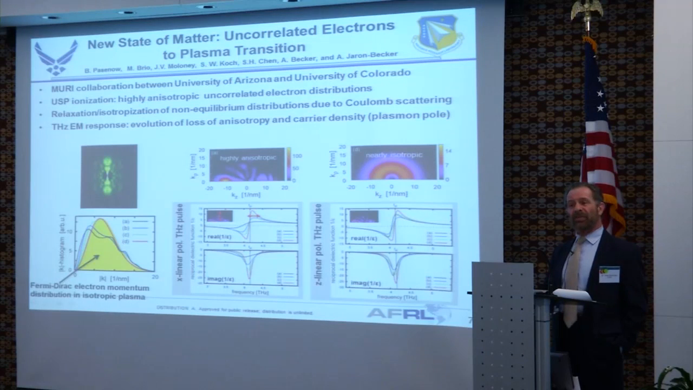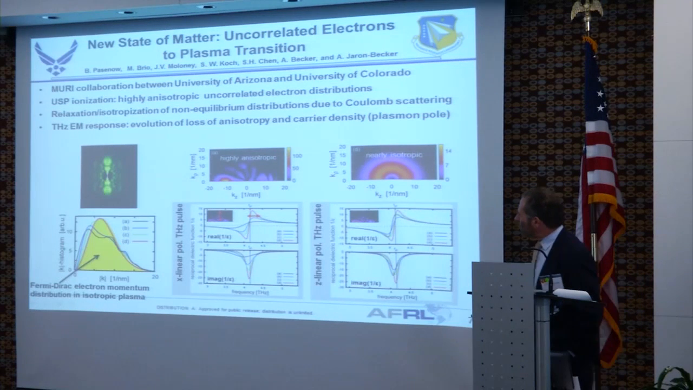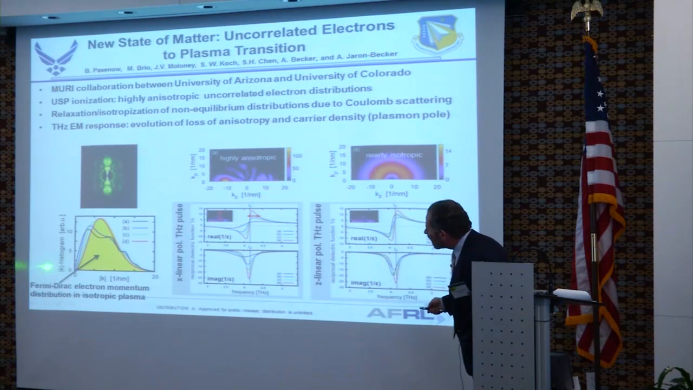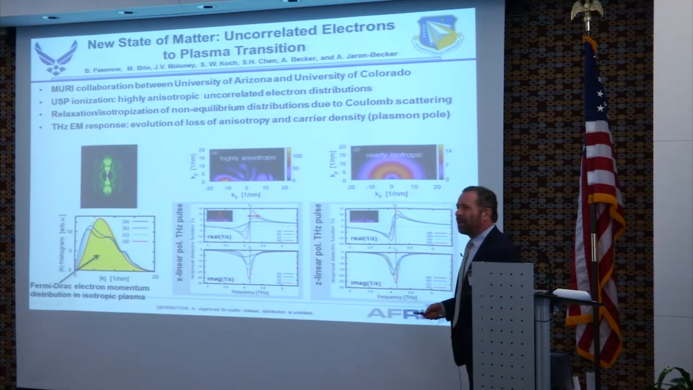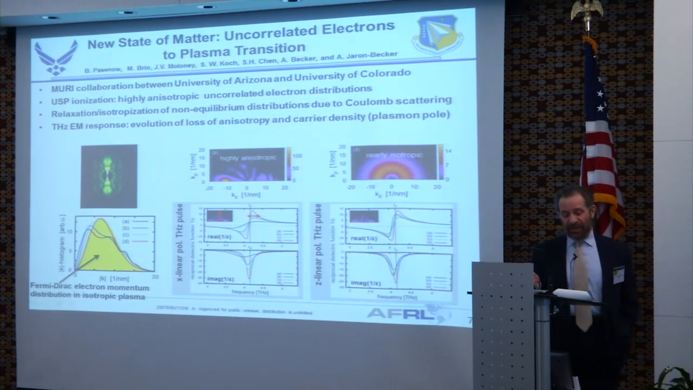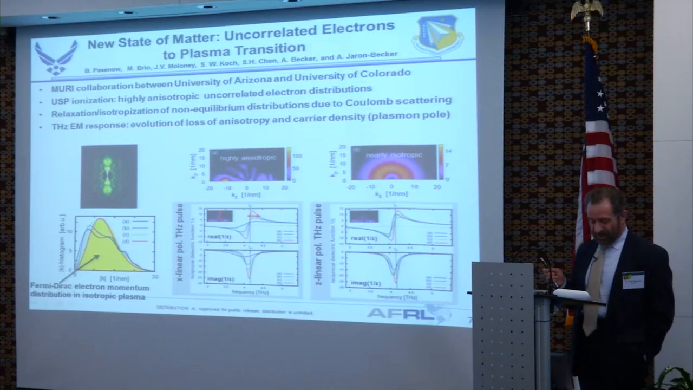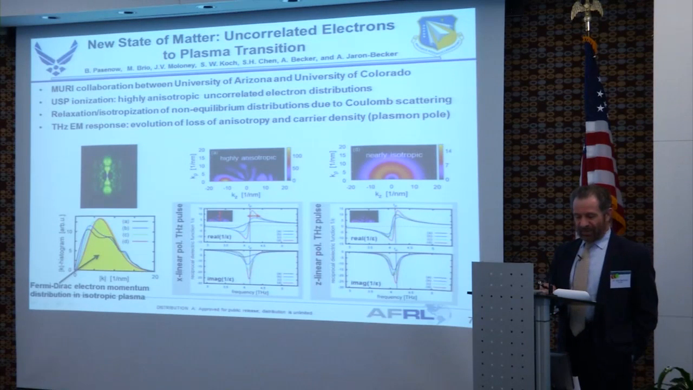It takes about a picosecond, because when you first start out, the A curve, which is, I guess, the one furthest to the left, is the early time distribution of the electron momentum. It is not a legitimate plasma.